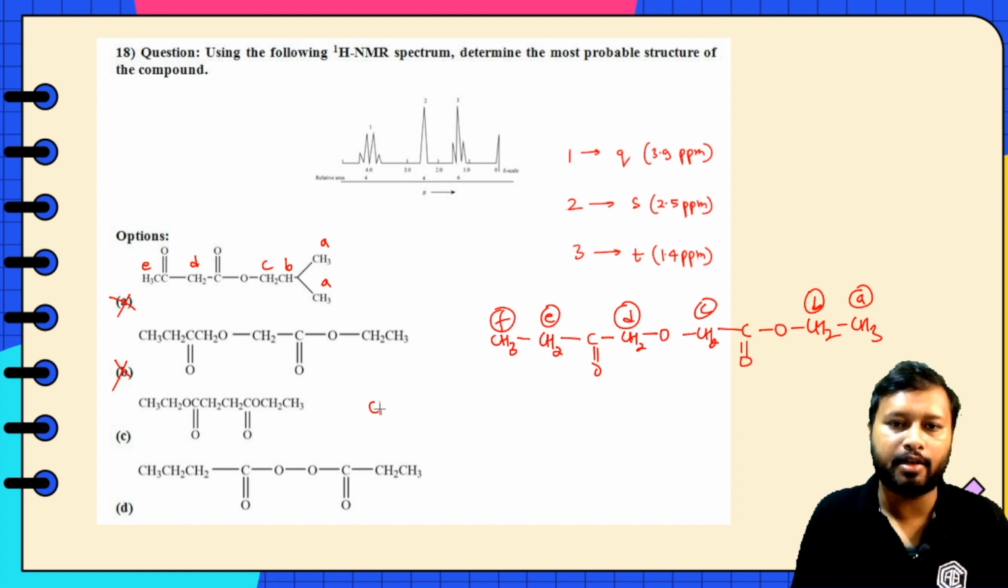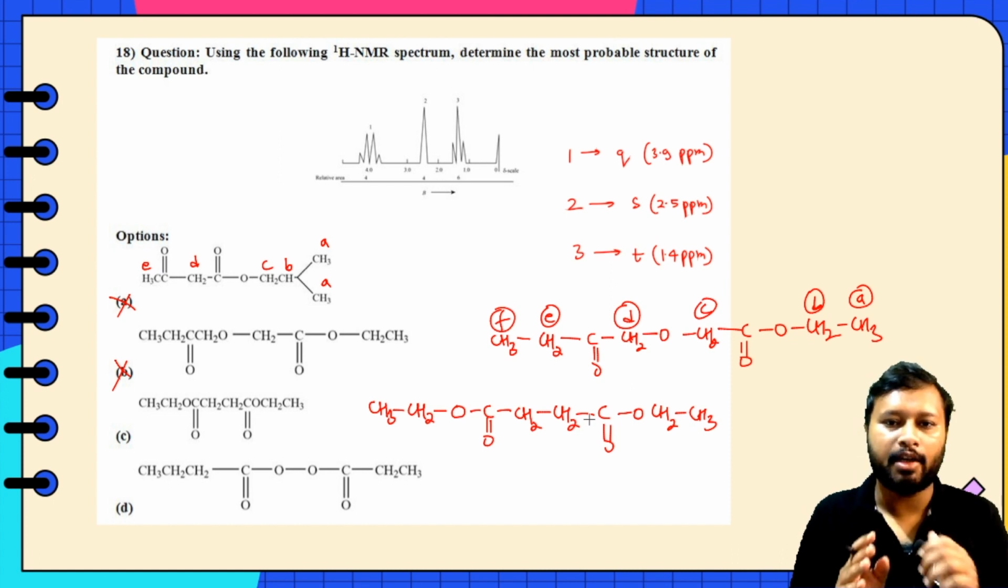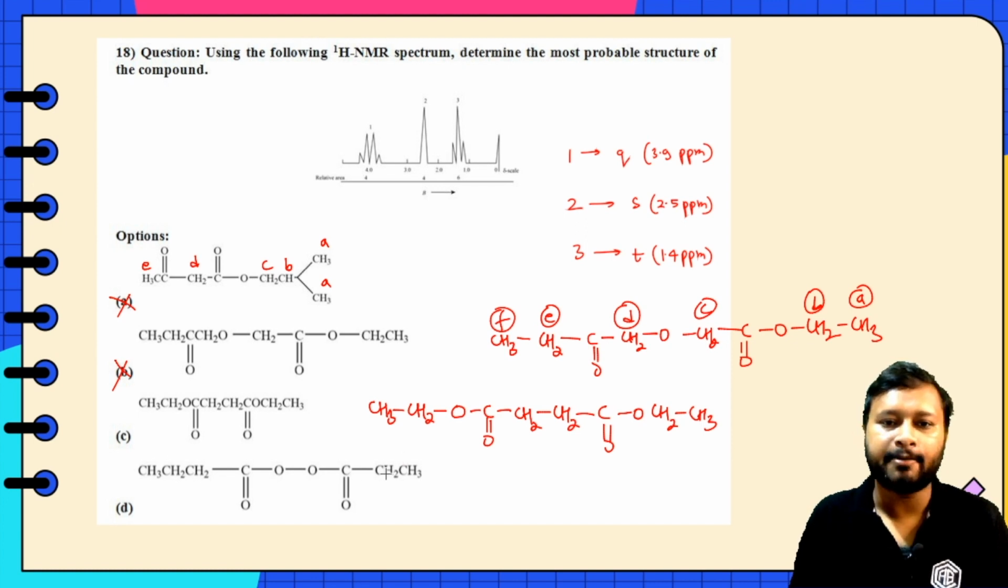Option C, if I draw it, so it is CH3, CH2, O, C double bond O, CH2, CH2, C double bond O, O, CH2, C. This is one of the most symmetrical molecules which we have got till now. And if I see option number D also, it's not quite symmetrical because here you have 3 carbons, here you only have 2 carbons, and that's why it's not symmetrical, right? So that makes this option also different, like it's an asymmetrical molecule, option number D. You can cancel out option D as well.